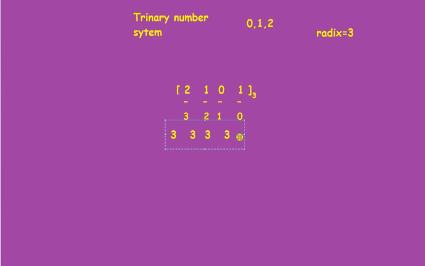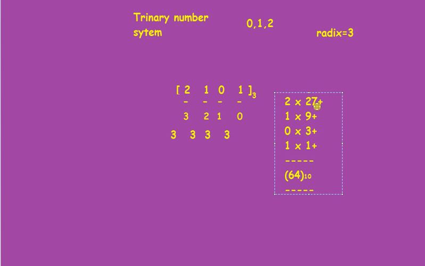3 power 0 is 1, 3 power 1 is 3, 3 power 2 is 9, then 27. You can say ones, threes, nines, 27s. These are all the weights of the respective numbers. Again, multiplying the weights to the respective numbers and adding them, I get 64 in the decimal number system. Now you can see we wrote a number in our own number system that we created just now, and we have found its equivalent in the decimal number system.